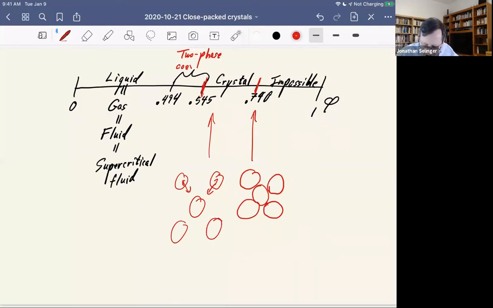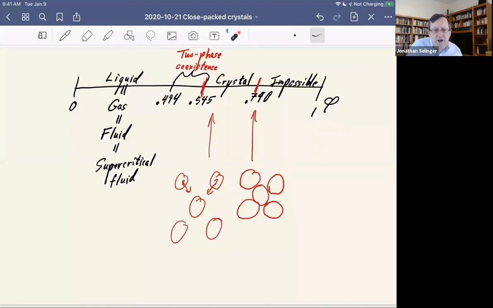Like the coexistence of two phases that we've dealt with before in the midterm exam and in one of the previous homeworks. Right? And so anywhere in this range, the system can't be pure liquid or pure crystal. Instead, it has to be some liquid and some crystal.